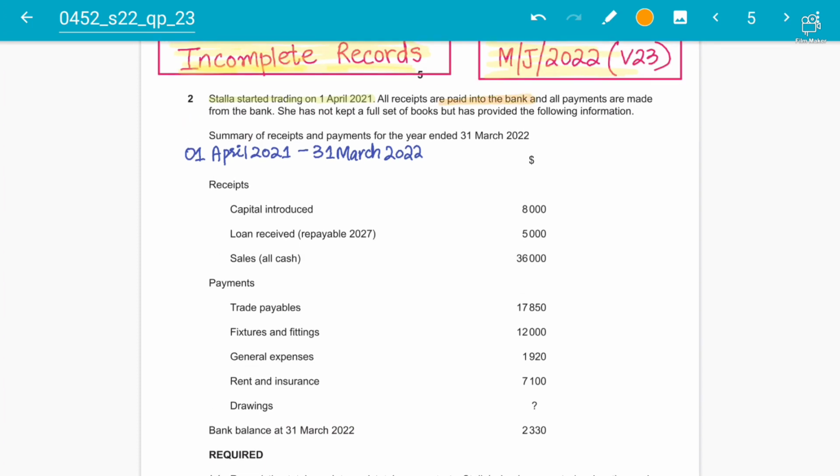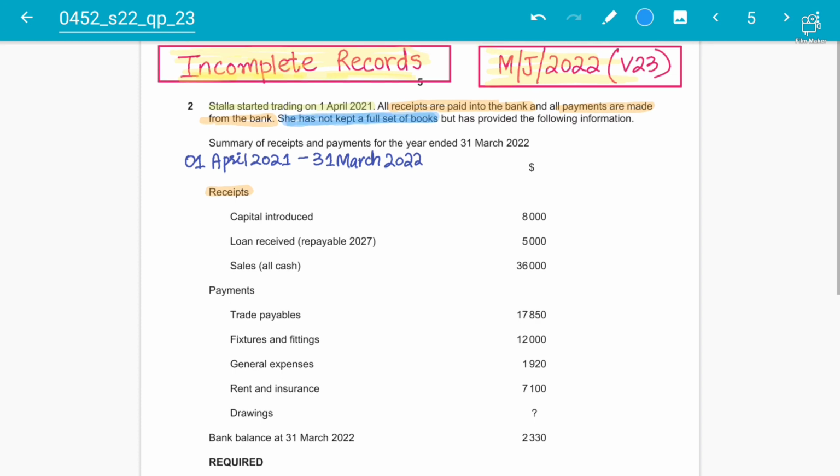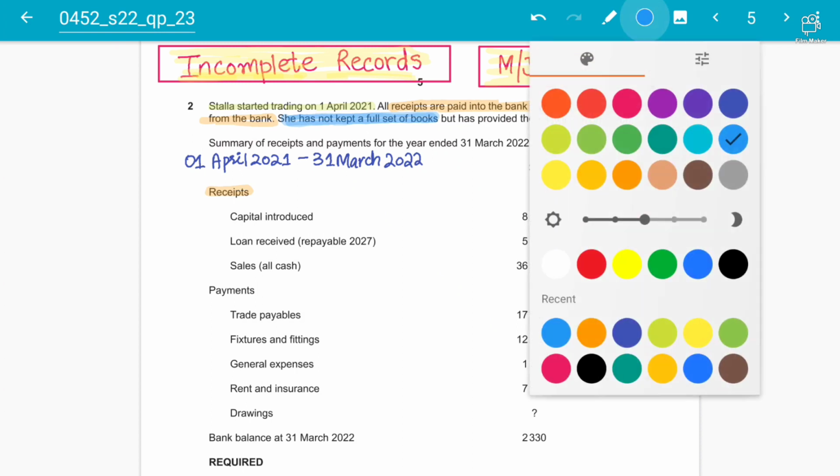All receipts are paid into the bank, which means whatever income you are making, whatever you are receiving, will be paid into the bank account. And all the payments that you are making, all the expenses, are made from the same bank account. Whenever you read this statement, she has not kept a full set of books, but has provided the following information, you should realize, students, that it is going to be an incomplete records question. Something is definitely missing. So here we go. Let's start.